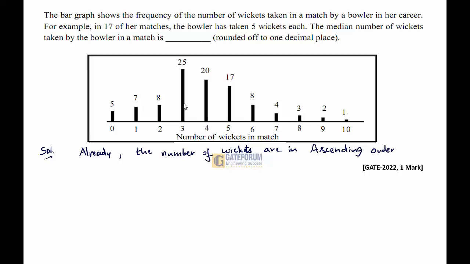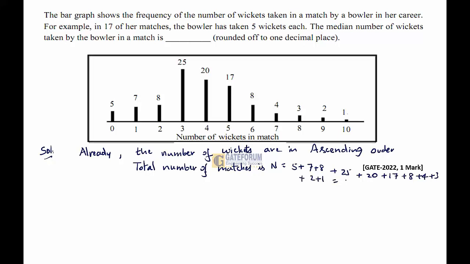Frequency is given. That is, 3 corresponds to 25 means 3 wickets in 25 matches. So the 3 is repeated 25 times. That is the meaning. Okay. So now the total number of matches is denoted by n, equal to 5 plus 7 plus 8 plus 25 plus 20 plus 17 plus 8 plus 4 plus 3 plus 2 plus 1, which is equal to 100, as you'll be getting.